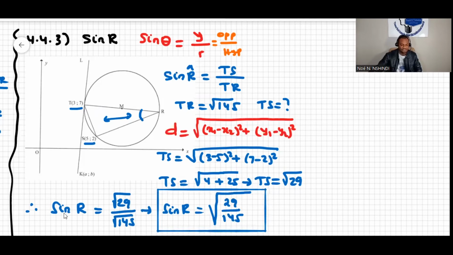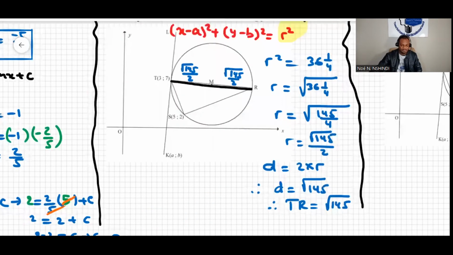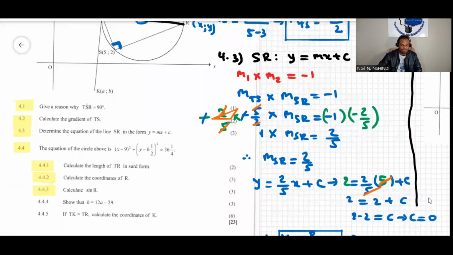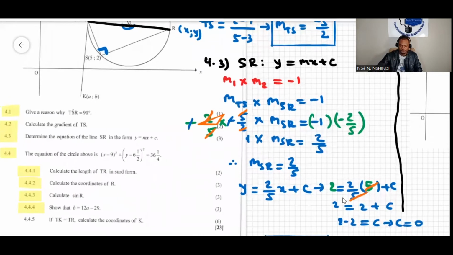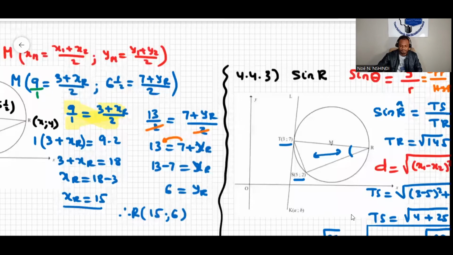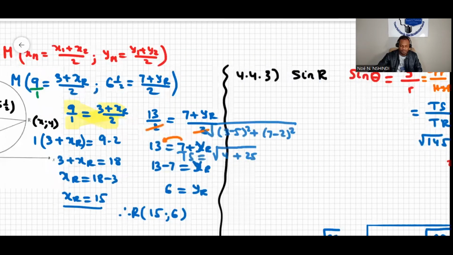Then the other question is 4.4.4. The question says to show that B equals 12A minus 29. B is over here. It is equal to 12A minus 29. Move board over here. Nope, not that way.